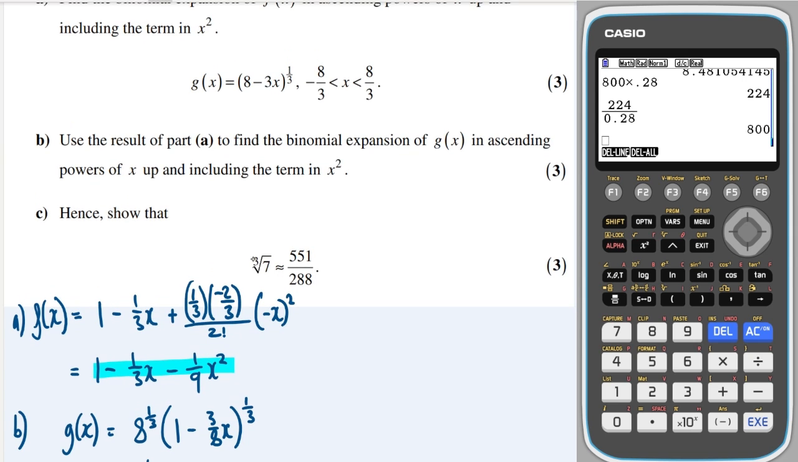Hence show that the cube root of 7 is equivalent to this. Okay, so we're going to be subbing into g of x, and we're going to want this bit here to equal 7. So 8 minus 3x we want to equal 7. So 3x will need to equal 1, so x will need to equal 1/3. So I need to sub in x equals 1/3 into g of x to get the cube root of 7.